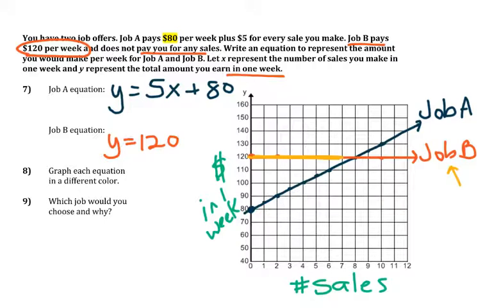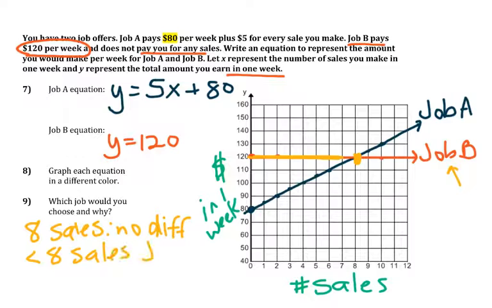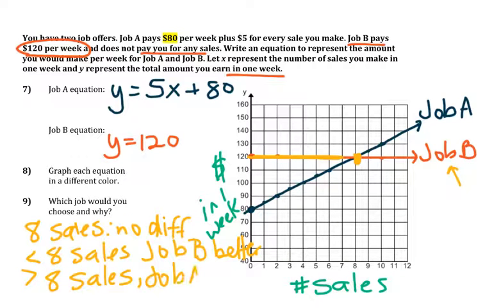Where does job A become better than job B? So if you look, this is where they're the same. If you make 8 sales, then there's no difference in the jobs. But if you make less than 8 sales, then job B would be better. But if you make more than 8 sales, then job A is better because you get paid every time that you make a sale.